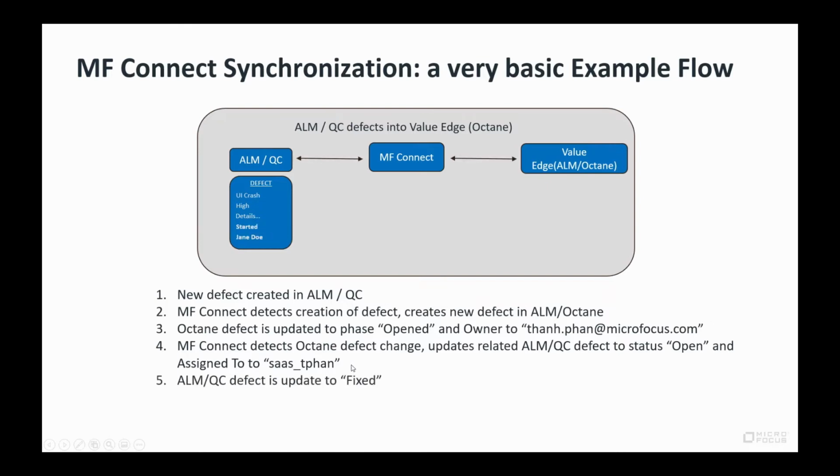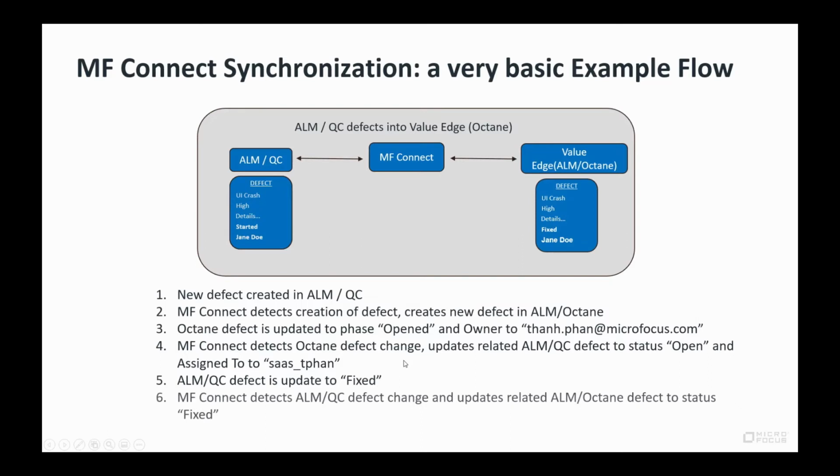A user can then log into QC and change the status to fixed. Another sync is done, and this time MF Connect detects that the defect has been changed again, and then it will update the phase in Octane to fixed as well. So that's a very basic flow of how MF Connect synchronizing works.